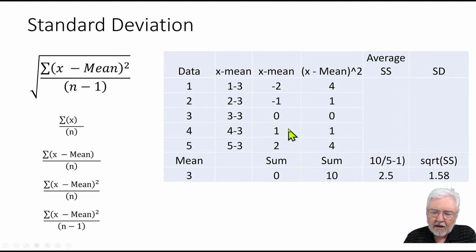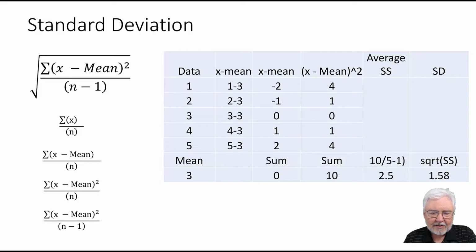Now, so the positives and negatives balance. One way to get around that is to square it, because squaring a negative gets rid of it. So minus 2 squared is 4, 1, 0, 1, 4, and the sum of those is 10. So the sum of x minus mean, that squared, is 10, and then we want to get the average, so we divide by n. That's called the variance.